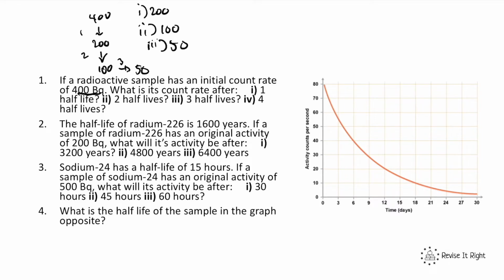And finally, the fourth one, we're going to go down again to the fourth half-life. That's going to go by half again, so it's going to be 25. So for IV, you should have got 25.